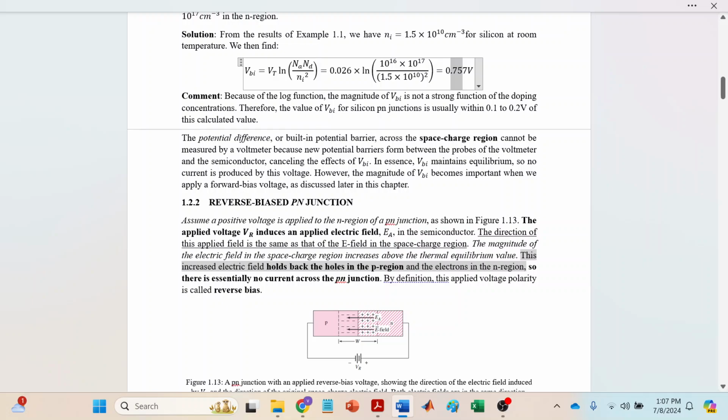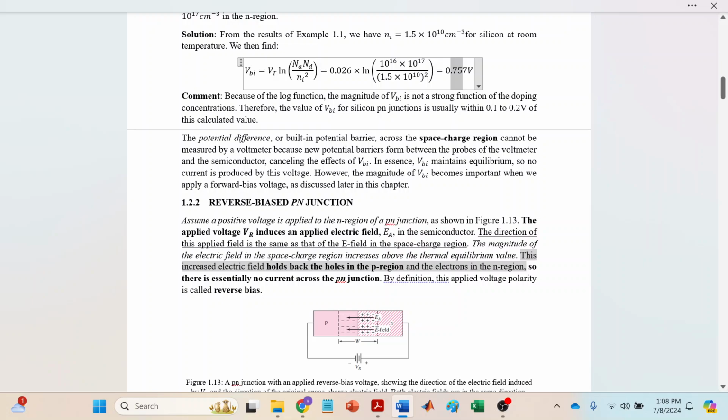So we've talked about the first case, which is the equilibrium PN junction when no voltage is applied. Now, when a reverse bias voltage is applied across the PN junction, what does this mean? Reverse bias voltage simply means that a positive voltage is applied to the N region of the PN junction, while a negative voltage is applied to the P region.